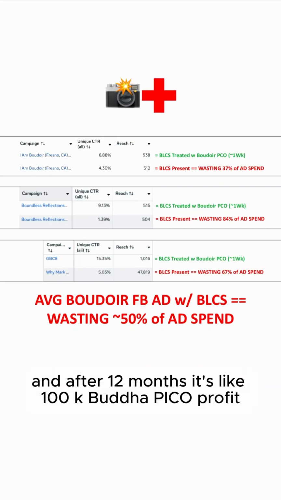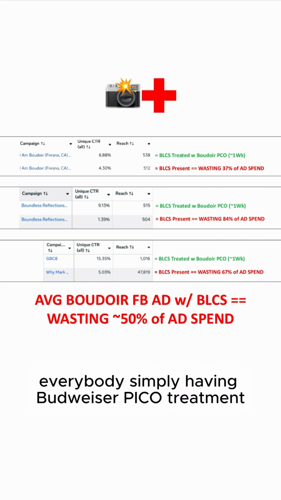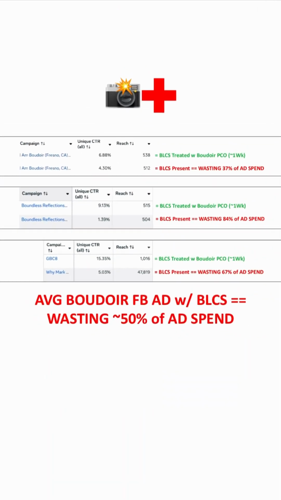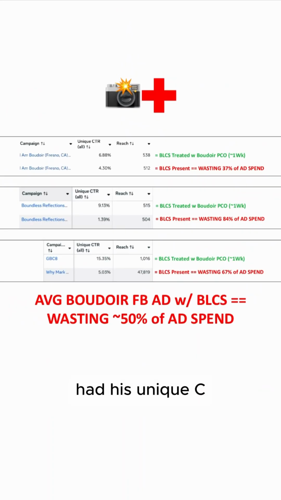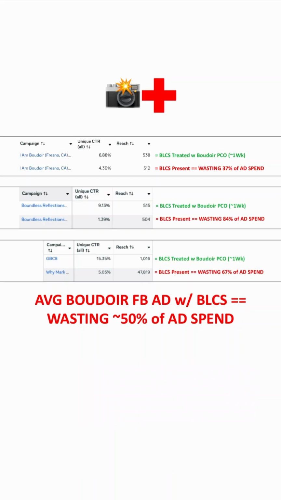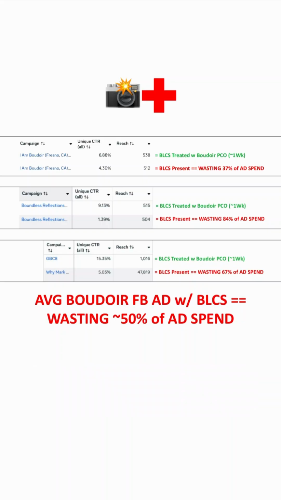And after 12 months, it's like 100K Boudoir Pico profit, literally by simply having Boudoir Pico treatment once. Finally, we had a patient come in at my hospital who saw his unique CTR of his Boudoir Facebook ad was 5.03%. So we treated it with Boudoir Pico. It took about a week. Got the unique CTR up to 15.35%. And we saw that the original was wasting 67% of ad spend.